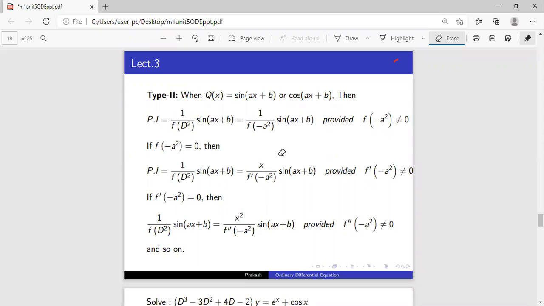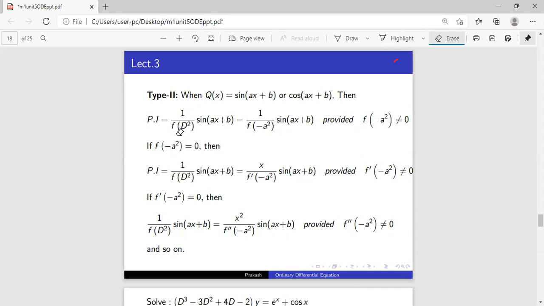In this lecture, I am going to discuss how to find the particular integral of a non-homogeneous linear differential equation of a particular type. Suppose the right hand side of this equation is sin(ax+b) or cos(ax+b), then the particular integral is 1 by f(D²) sin(ax+b) equal to 1 by f(-a²) sin(ax+b), provided f(-a²) is not zero.